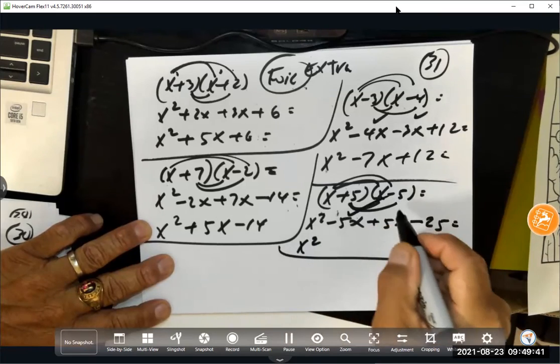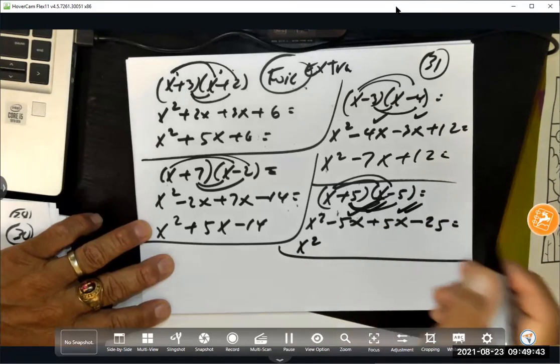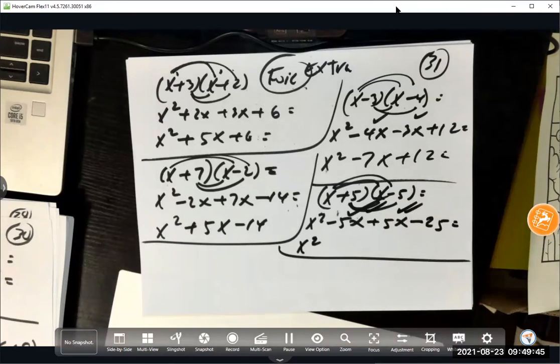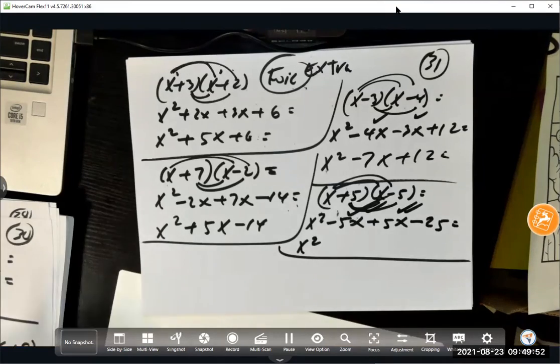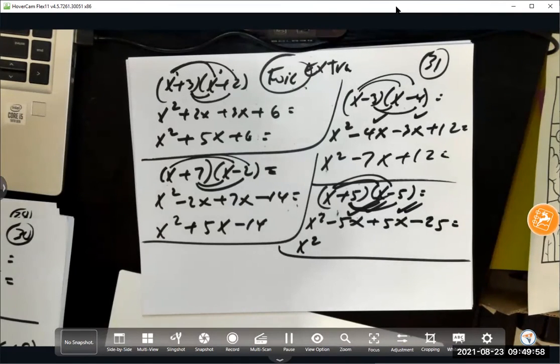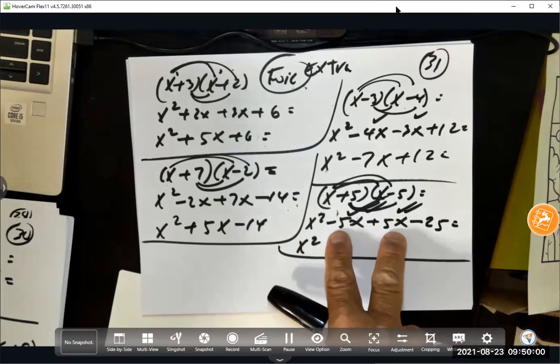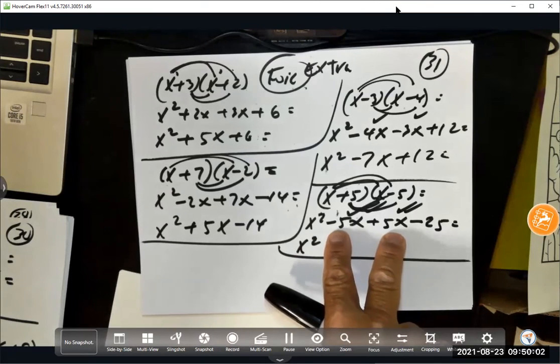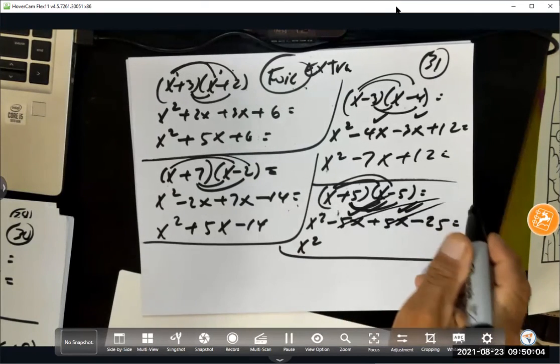Okay, now this one. I have 5x and I have minus 5x. Think like this. I give you $5. Say, you know what? Give me $5 back. If I give you 5, then you give back 5, it's gone, right? So do these cancel each other out? Yes. So these are gone, right? Goes away. What's left over?